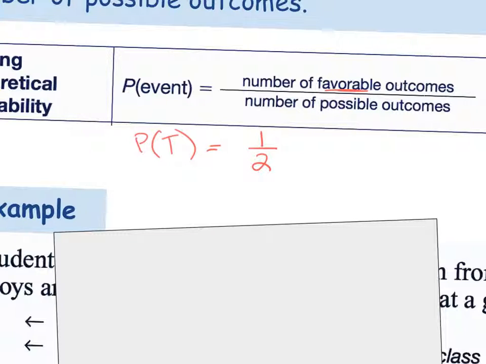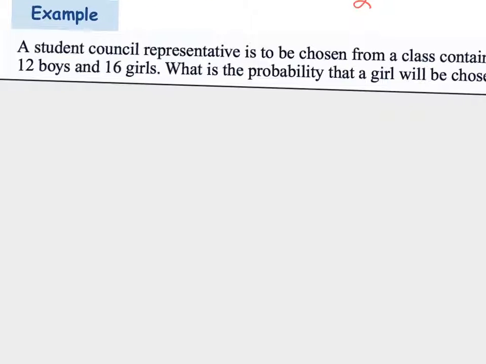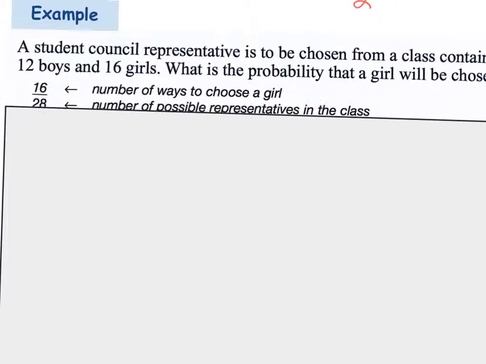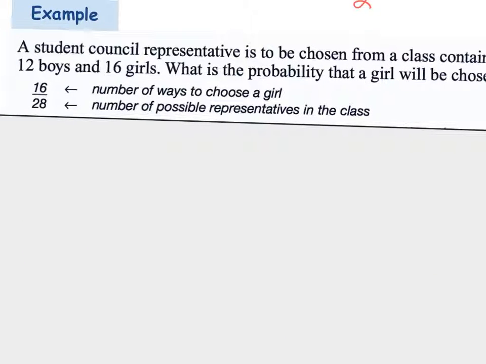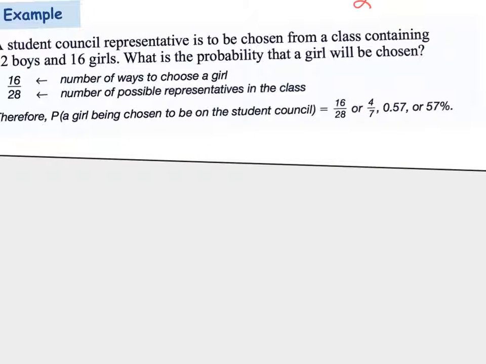So if I said to you, a student council representative is to be chosen from a class containing 12 boys and 16 girls. What is the probability that a girl will be chosen? Well, the probability that a girl will be chosen is 16 out of a total of 28, which can then be simplified to 4/7.